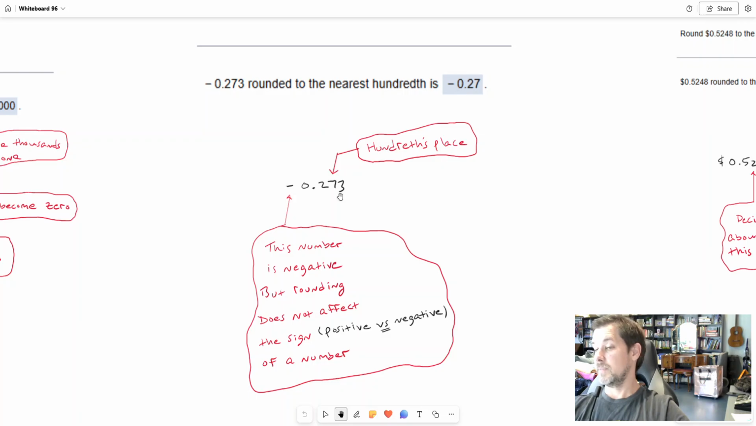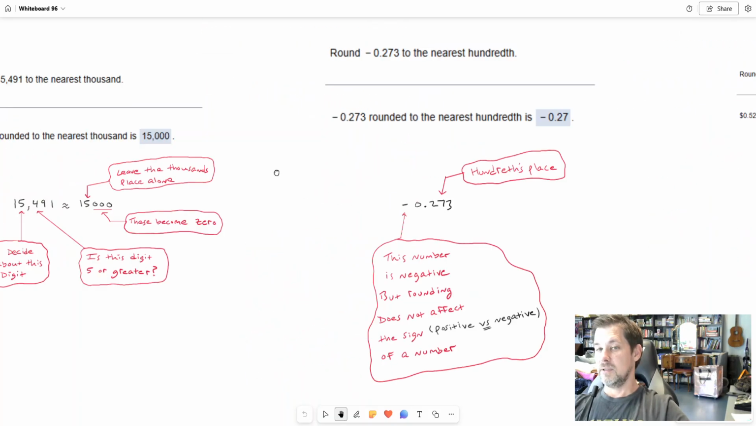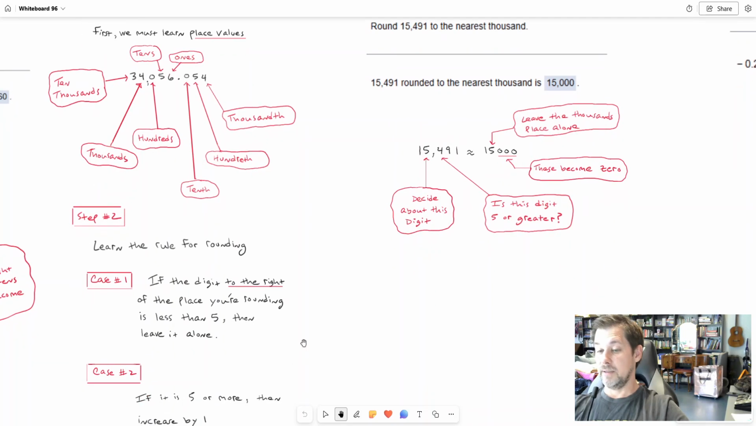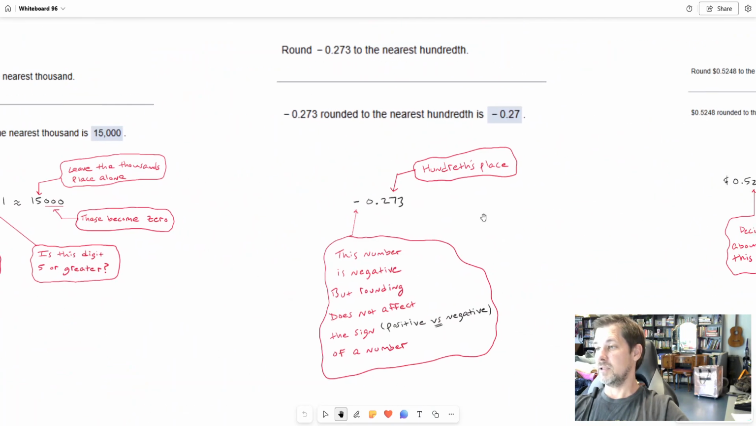Well, that 3 is less than 5. So I'm going to just leave the 7 as it is. That 3 becomes a 0. So we could say the answer is negative 0.27. And I guess if I were to write another number, it would be a 0. But it doesn't add anything to this answer, so we can leave it off. Okay? All right, so that's rounding to the hundredth place. Now, as you see, once you learn the place values and you identify them, the rule is used exactly the same way every time. Okay, so it doesn't change.